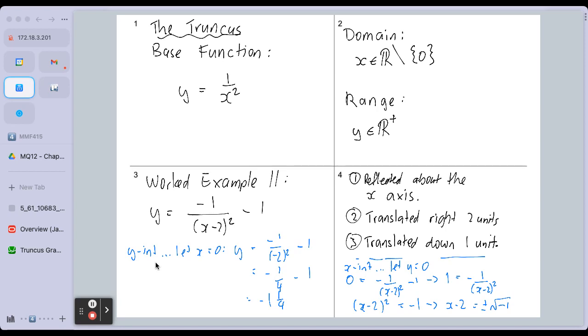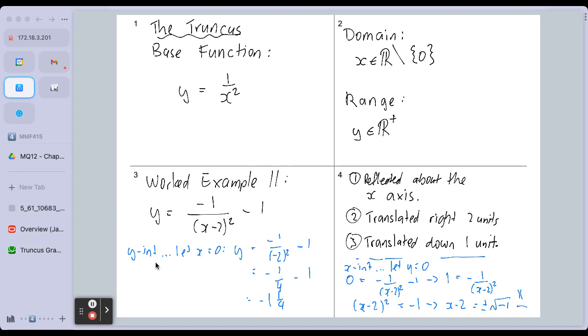That could be for one of two reasons. Number one, because the truncus is fully underneath the x-axis, or number two, you made a mistake in your working out. I can tell you now there is no mistake in the working out. So it's because, again, I don't think I'll draw it because I want to sort of race on. Here, we've done a reflection, right? So now the truncus is upside down.